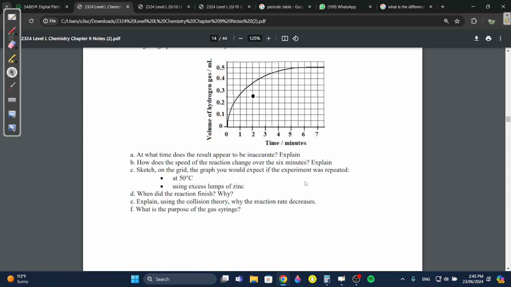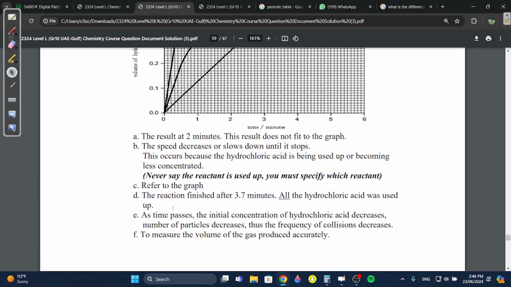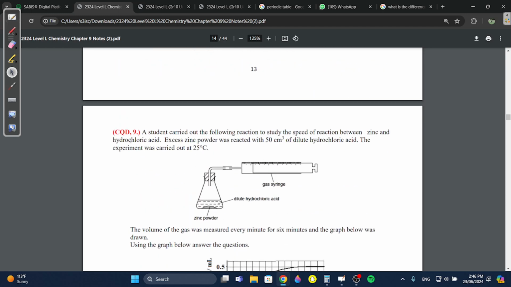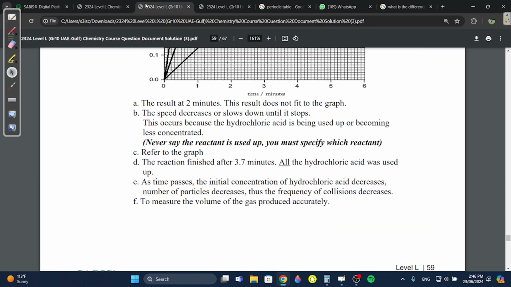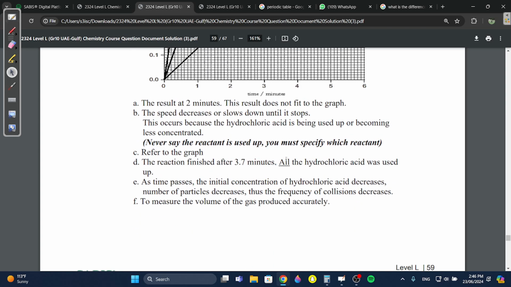Explain using the collision theory why the reaction rate decreases. Okay, I'm just gonna put: as time passes, the initial concentration will decrease. Obviously, the initial concentration of what? You have to say of what. Guys, you can't just be general and broad and say just the concentration. You have to say the initial concentration of what are we testing? Hydrochloric acid. So we say the initial concentration of hydrochloric acid is decreasing, thus there will be fewer collisions, so the rate will decrease.